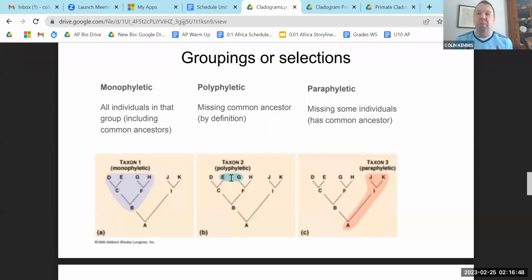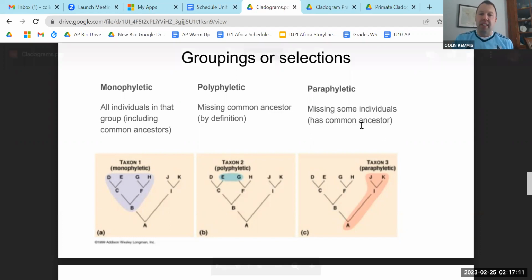So remember, when they don't share an ancestor with that trait, it's called convergent evolution. So this could be useful to show that trait in common, like dragonflies have wings and bats have wings, but they don't have an ancestor with wings. It evolves separately. So we would call that a polyphyletic group.